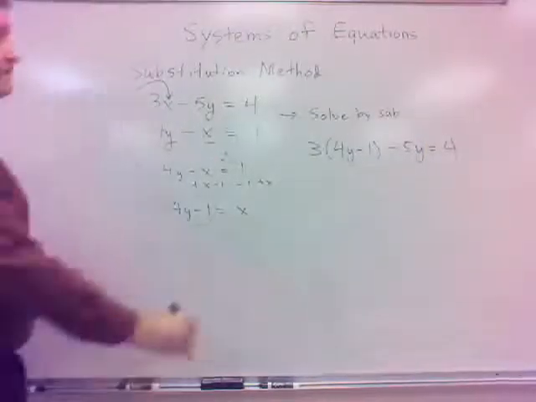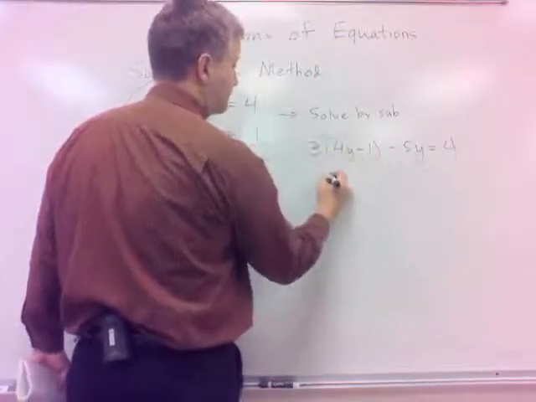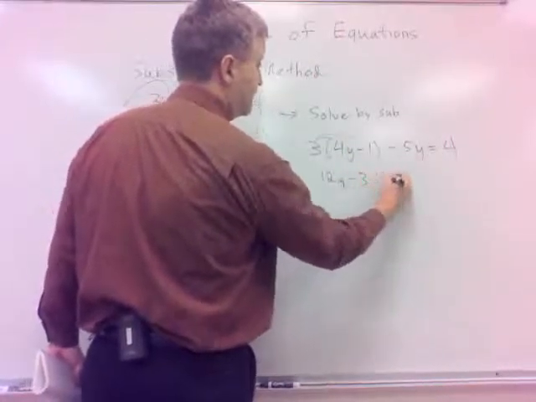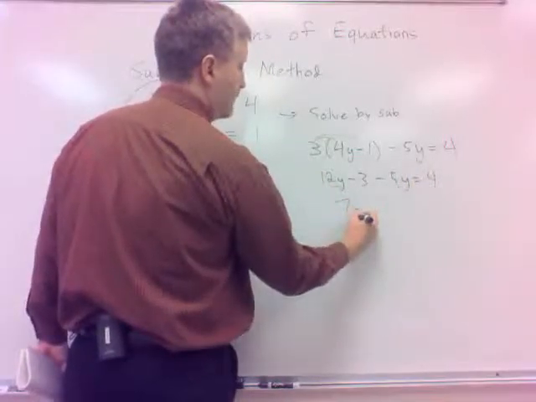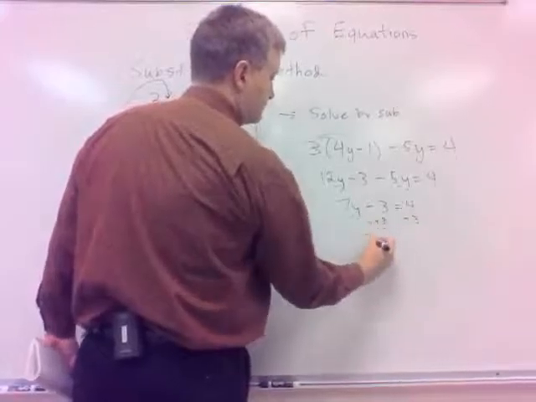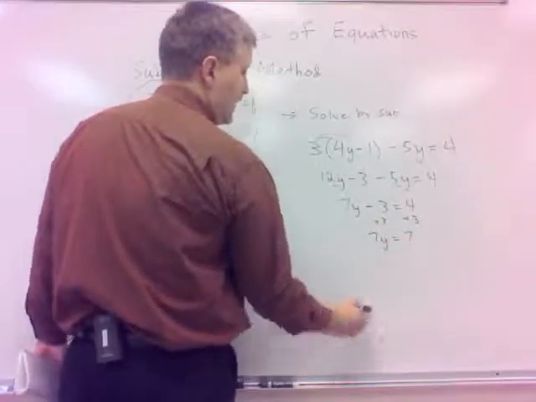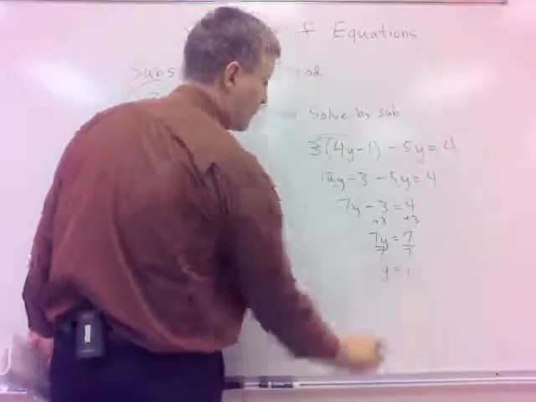That'll allow me to solve for y here. I distribute the 3. That 3 does have to be multiplied by both, so it'll be 12y minus 3 minus 5y equals 4. Collect your like terms: 7y minus 3 equals 4. That's going to work out nicely. Add the 3, divide by 7. y equals 1.